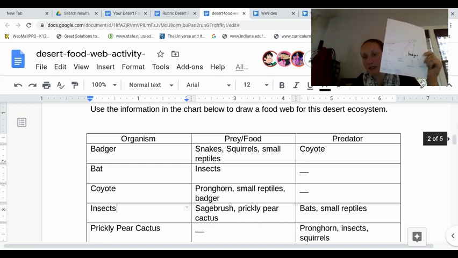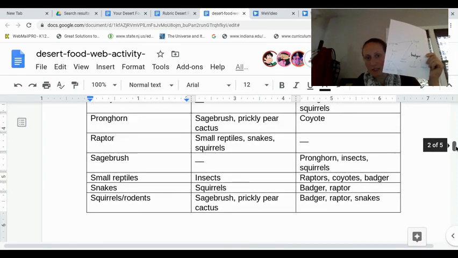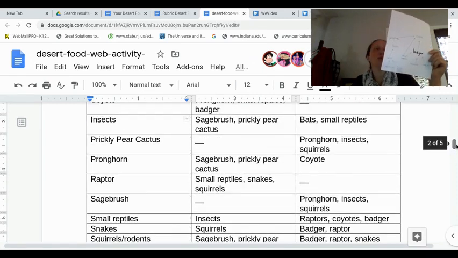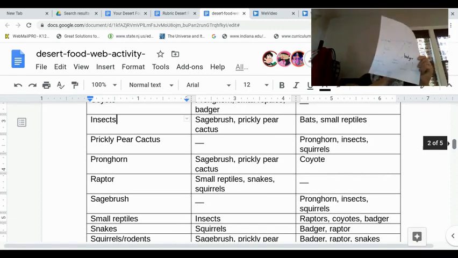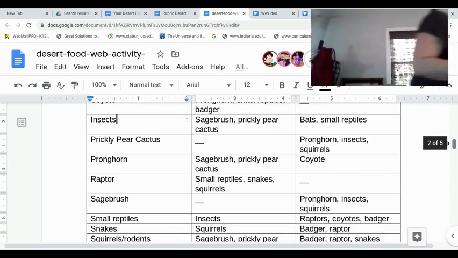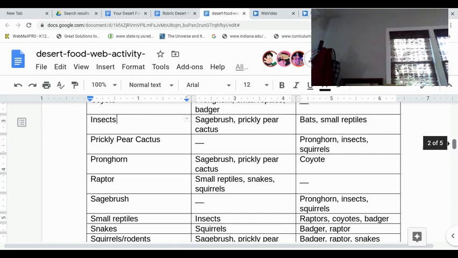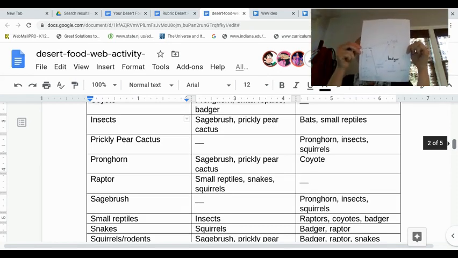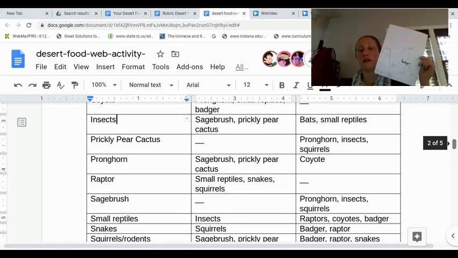Now, other things eat the sagebrush and the prickly pear cactus, I believe. Let's see, what else eats it? The pronghorn also eats it. So this is where it gets kind of confusing. You might want to get a different color pen now. I happen to have a green marker over there. Let me go grab it real fast. Actually, I'm going to do the brown one instead. All right, so for the pronghorn, it also eats the sagebrush and the prickly pear cactus. So I'm going to draw another arrow. Like that. Okay.